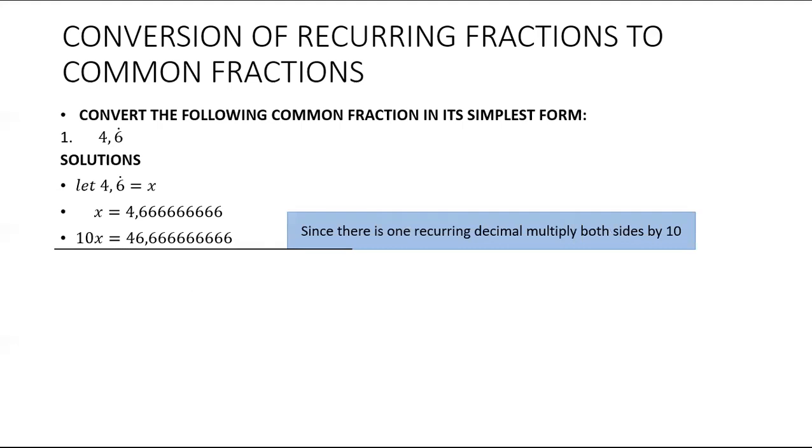Then you take the product, you minus the initial equation before you multiply. 10x minus 1x will give you 9x. 46,6666 minus 4,6666 will give you 42. Divide both sides by 9 in order to solve for x. You will get 42 over 9, and that is 14 over 3. You can write that as 4 and 2 divided by 3.